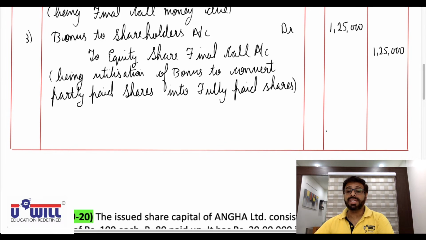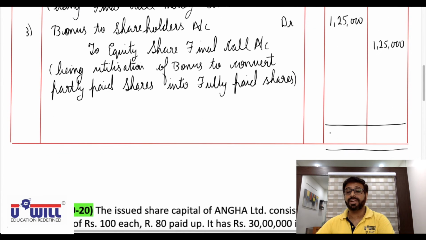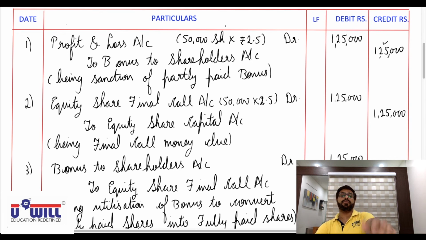That's it. So very simple. Only 3 entries are to be passed, and total also 1,25,000 into 3, 3,75,000. It's a very easy chapter, full scoring chapter. Everyone must be able to do it properly. Only 3 entries to be passed for partly paid bonus shares.